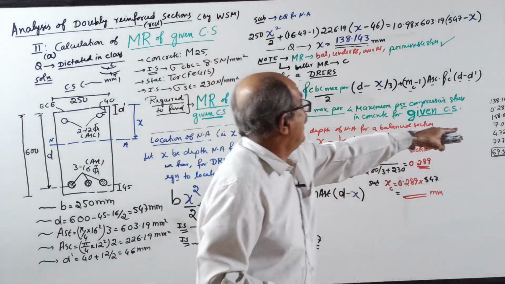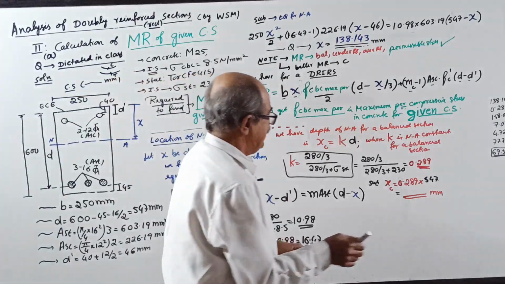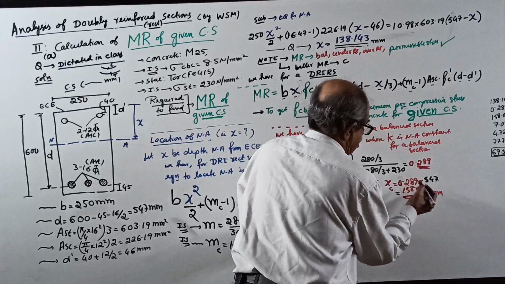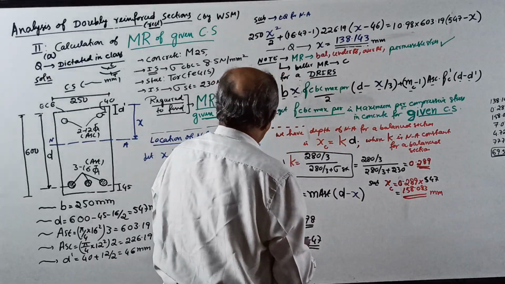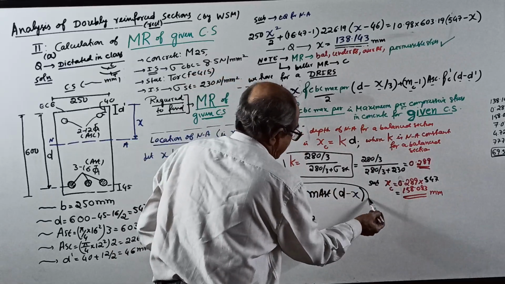158, it is already there. I calculate 158.083 millimeter. Okay, now what you do is, see, this is 1 minute here. I'll tick here because this is separate.